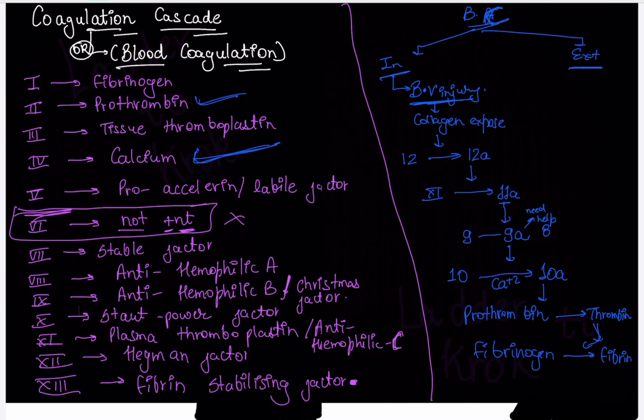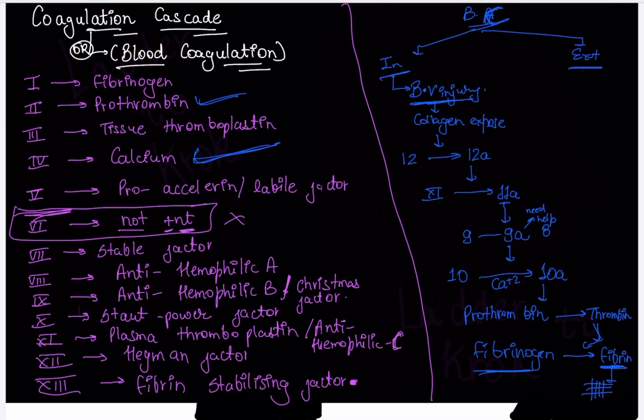And then fibrinogen is normally present in our blood, and this fibrin is a thread-like structure. Those thread-like structures will form polymers and form the clot, or blood coagulation. Okay, and then in the extrinsic pathway, what happens?